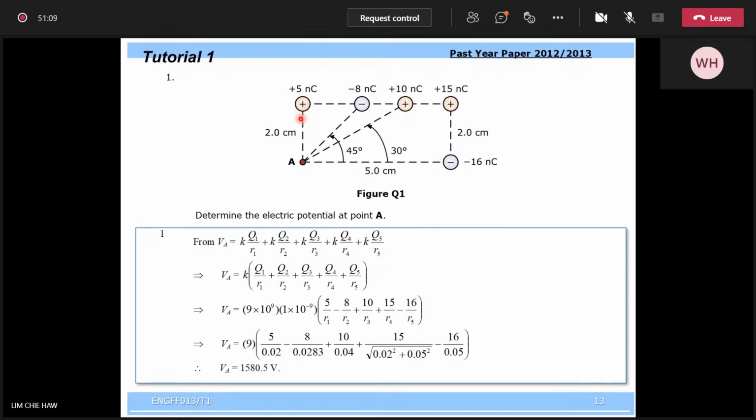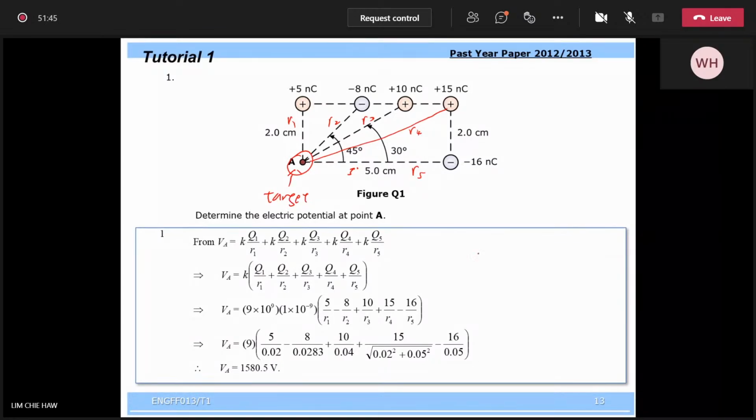You look at the way we write it here. Look at R1. This R1 is this distance. This distance is R1, this distance is R2, this distance is R3, this distance is R4, and this distance is R5. Do you see that? This is when we take A as a target.